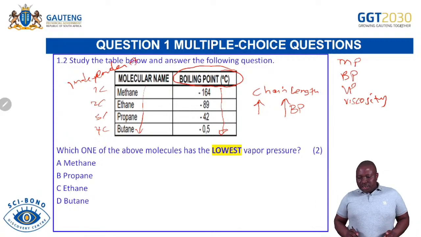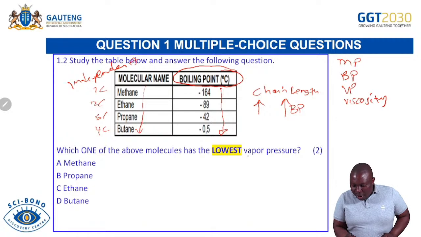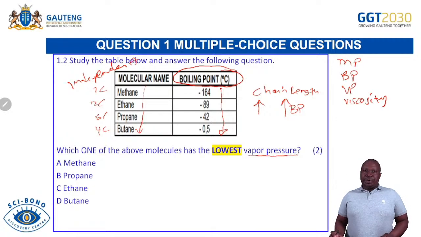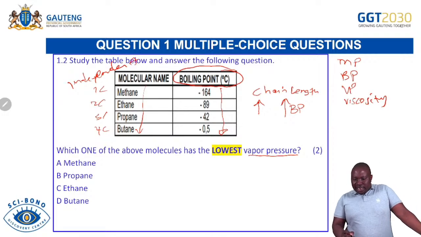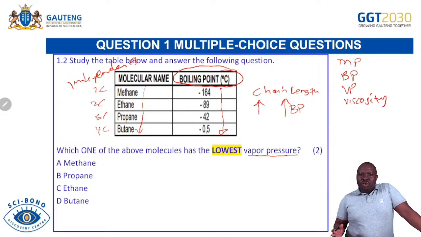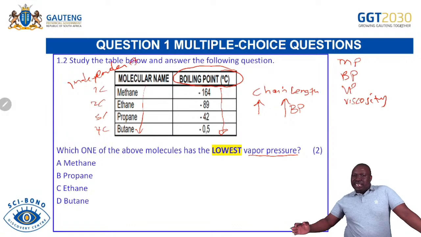Now the question is not about boiling point; it's about vapor pressure. Remember, the relationship is that as the strength of the intermolecular force increases, the vapor pressure decreases. So you have to know that as the chain length increases and the boiling point increases, the vapor pressure must decrease.